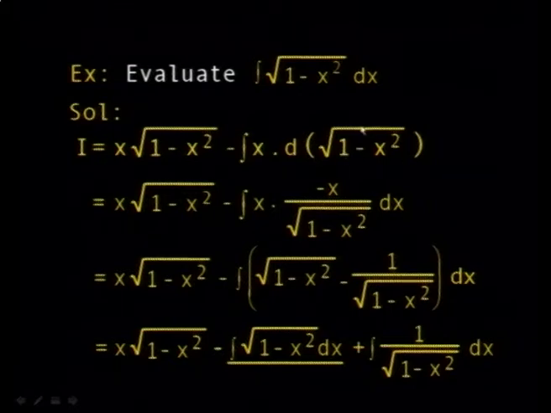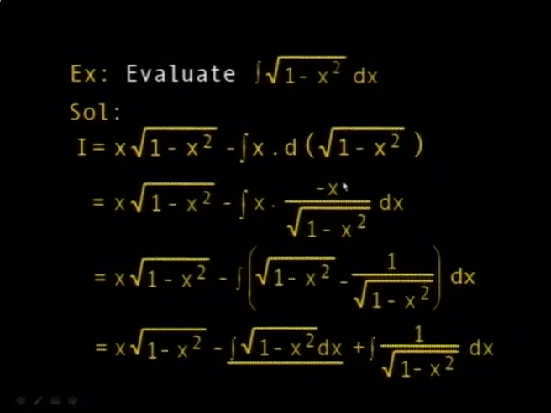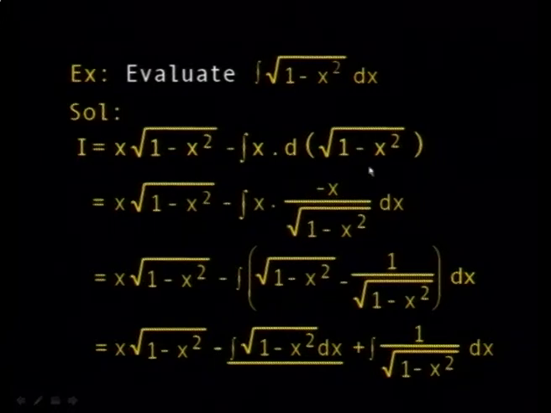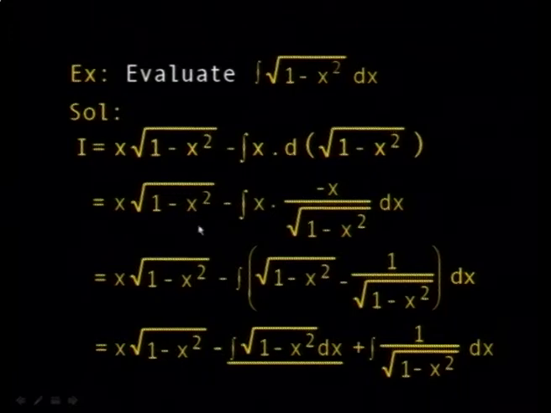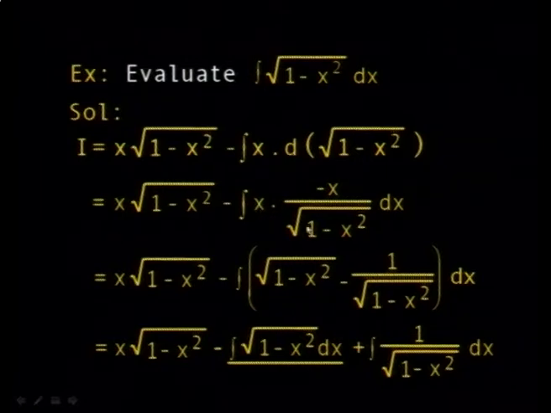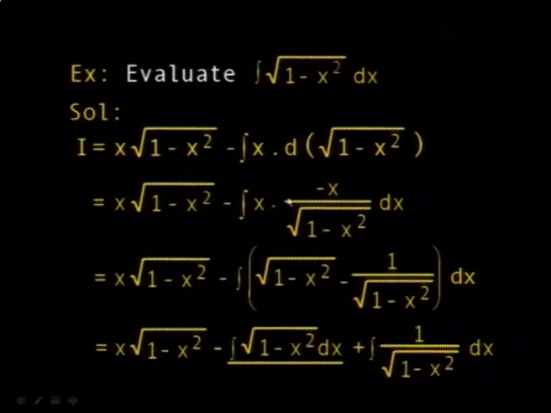But the square root of 1 minus x squared, when it's differentiated, you get what? 1 over twice the square root times the derivative of what's inside. This is the chain rule. So here 2 cancels out with 2, and the sign here is because you get the derivative of minus x squared. So you end up with x times the square root of 1 minus x squared minus the integral of x times minus x divided by the square root of 1 minus x squared.